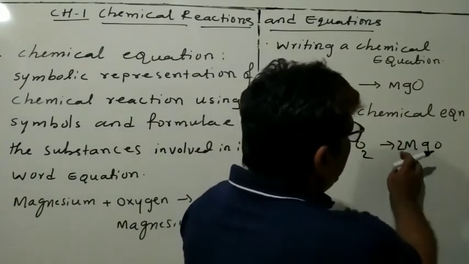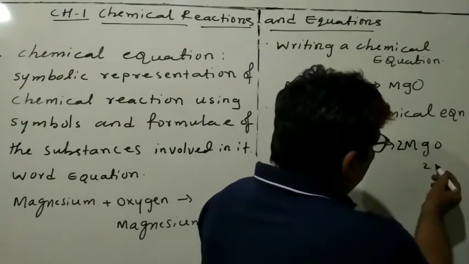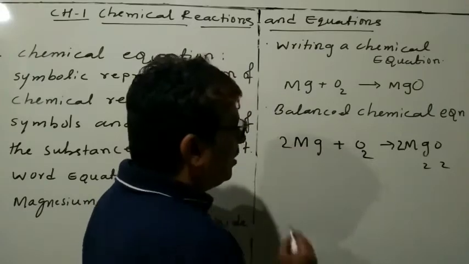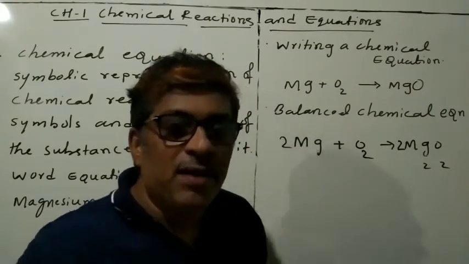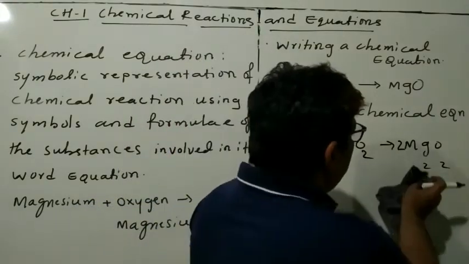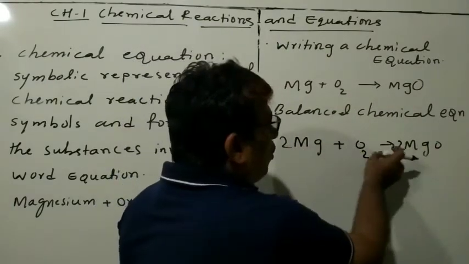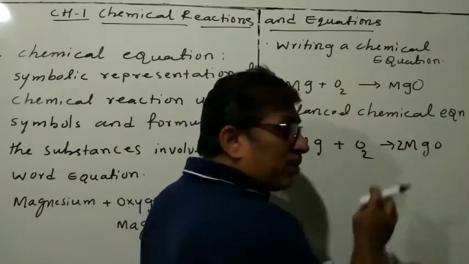Then you see, oxygen is 2, but here magnesium is only 1, so you have to make it 2. So now you see it is a balanced chemical equation, because Mg is 2 and here also Mg is 2, oxygen is 2 and here also oxygen is 2.